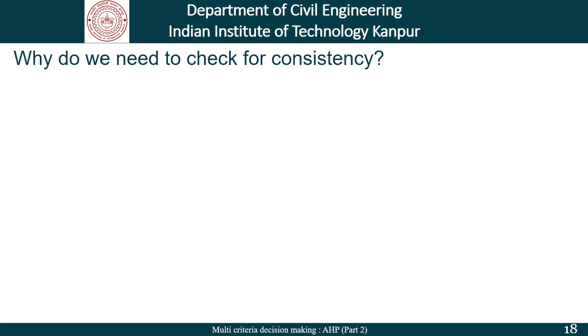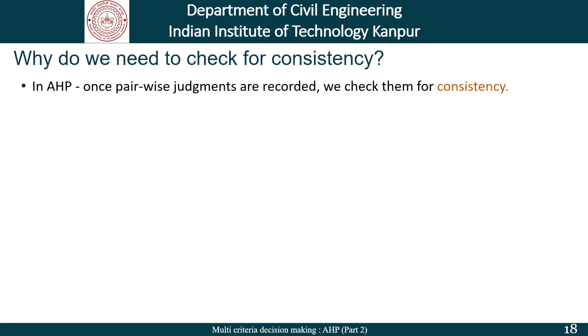The question which should come to your mind is, why do we need to check for consistency? Are there any reasons for inconsistencies in doing AHP analysis? So, let us discuss why we need to check for consistency. The process of AHP was as follows. We had determined all the different criteria, and then we had done pair-wise judgments. Now, once these judgments are recorded, we need to check them for consistency.